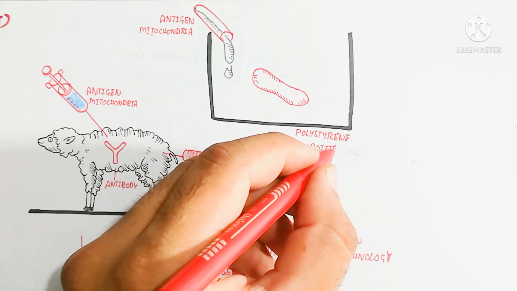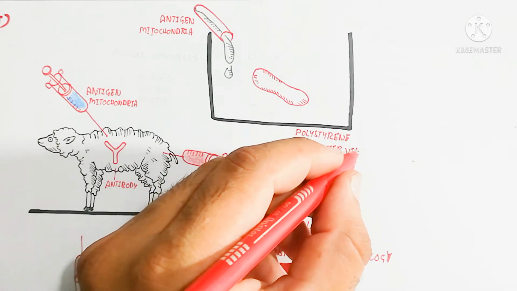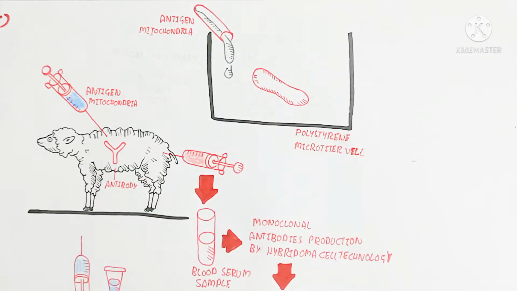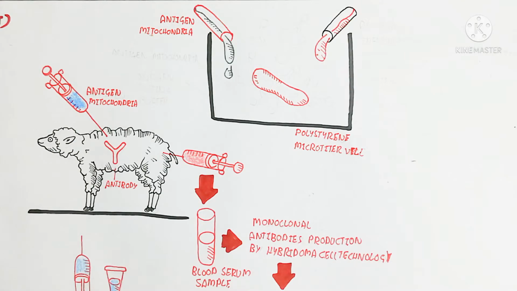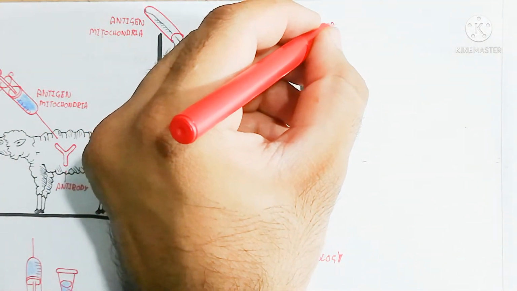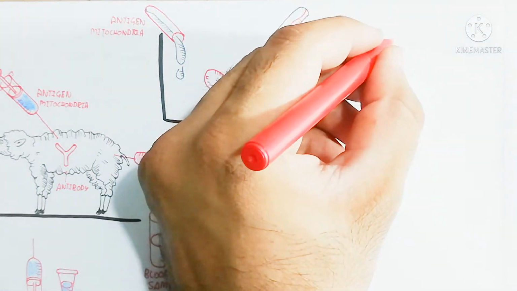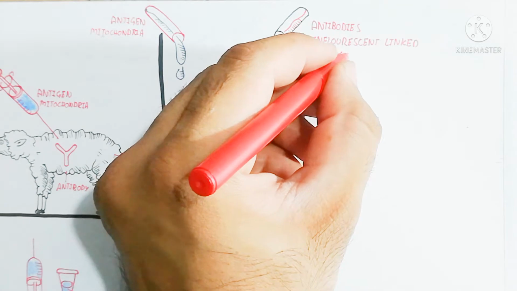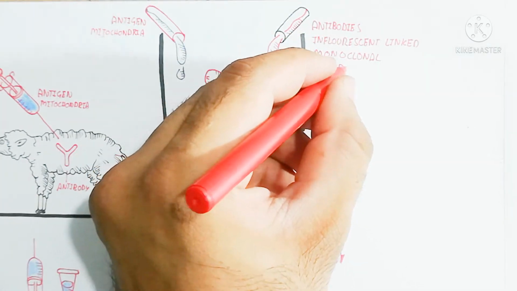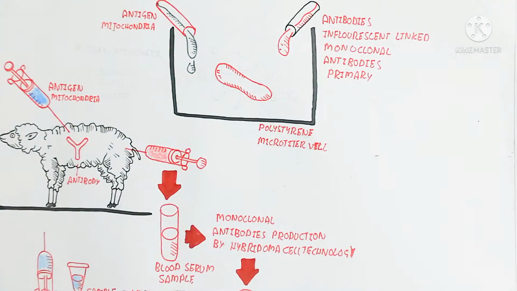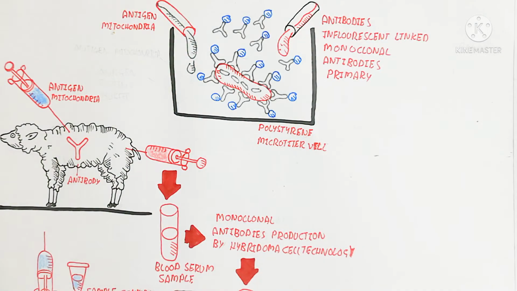So for antibodies, we will add fluorescent-linked monoclonal antibodies, or primary antibodies. For example, there are a lot of antibodies present in the sample. The fluorescent antibodies that are against the mitochondria will bind to the mitochondria as an antigen, forming an antibody-antigen complex.